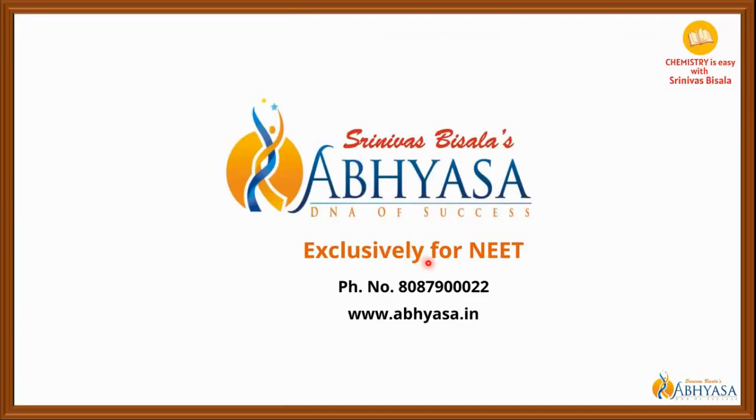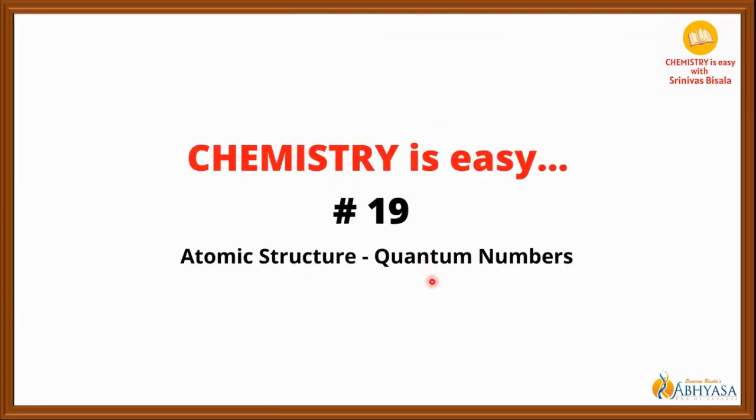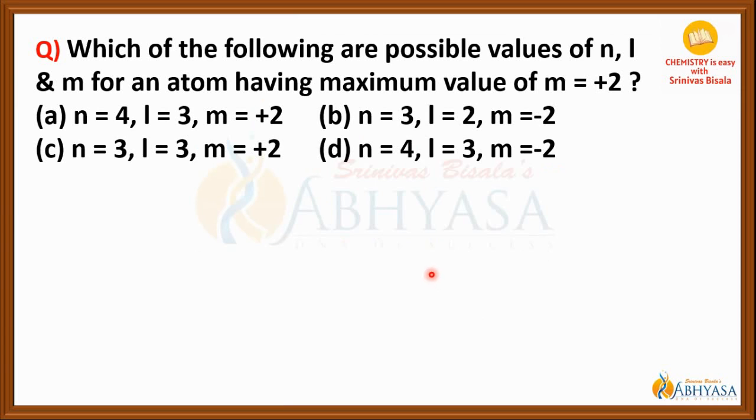In this video, we shall solve a theoretical question which is connected to quantum numbers from the chapter Atomic Structure. It is like this. Which of the following are possible values of n, l and m for an atom having maximum value of m equal to plus 2? These are the combinations given in 4 options.